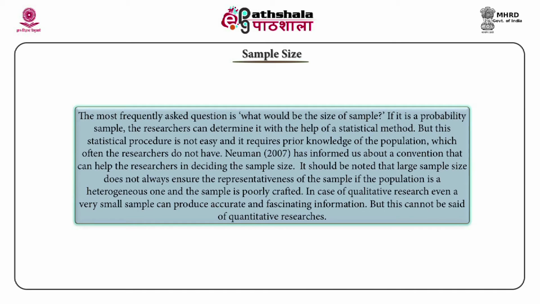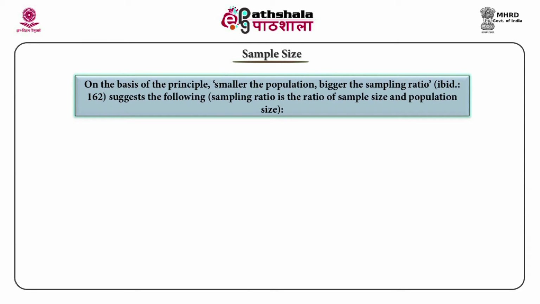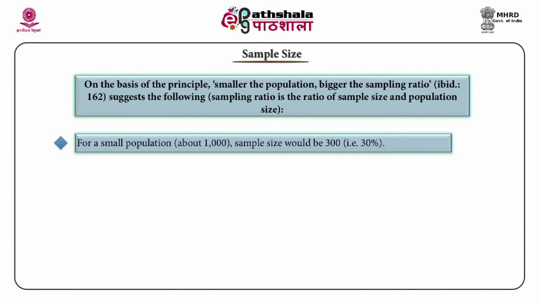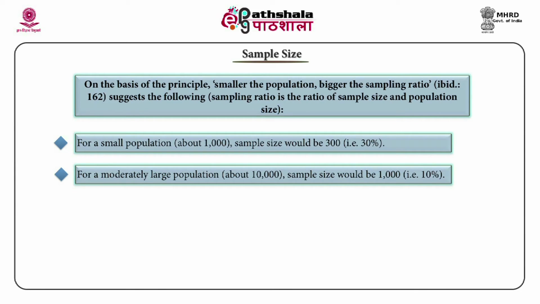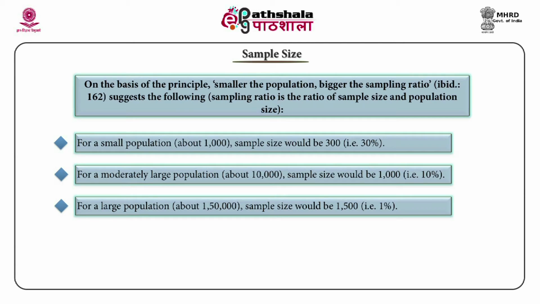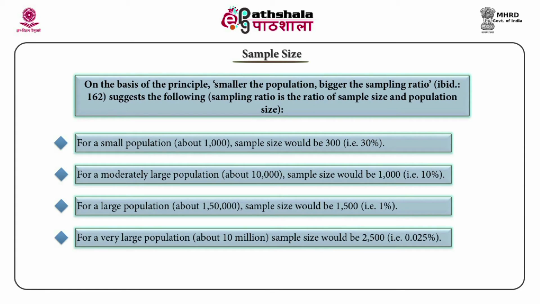In case of qualitative research, even a very small sample can produce accurate and fascinating information, but this cannot be said of quantitative research. On the basis of the principle, smaller the population, bigger the sampling ratio, Neuman suggests the following. Note, sampling ratio is the ratio of sample size and population size. For a small population, about 1000, sample size would be 300, that is 30%. For a moderately large population, about 10,000, sample size would be 1000, that is 10%. For a large population, about 150,000, sample size would be 1500, that is 1% of the population. For a very large population, about 10 million, sample size would be 2500, that is only 0.025%.